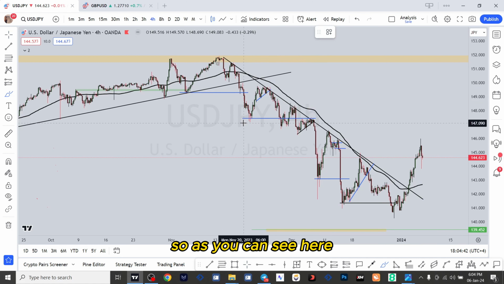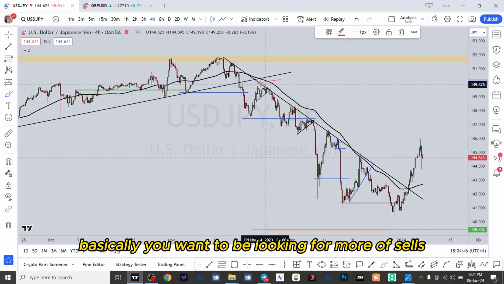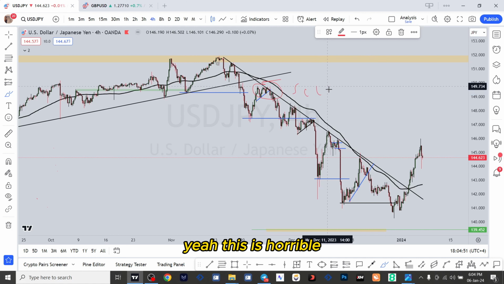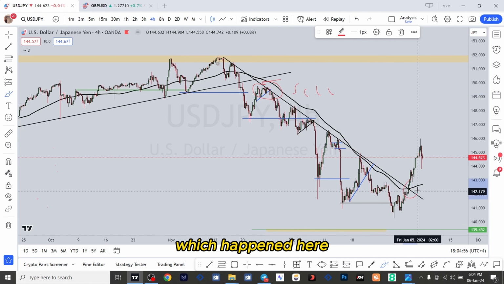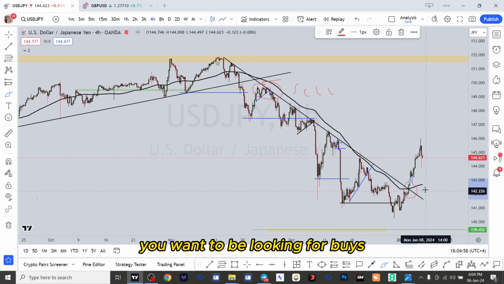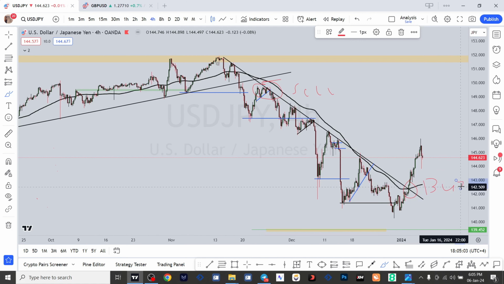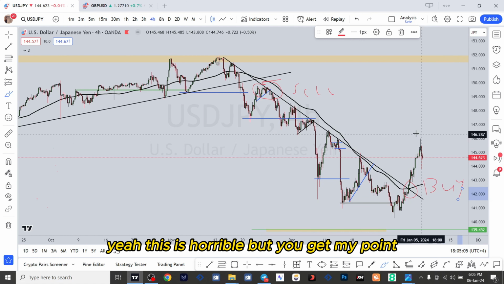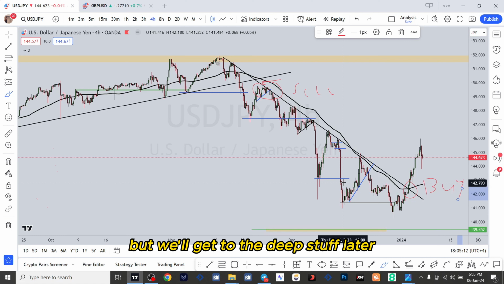So as you can see here, when the chart is below the moving average, you want to be looking for more sells. Yeah, this is horrible, but when it's above the moving average, which happened here, you want to be looking for buys. So you want to take more buys above the moving average. Yeah, this is horrible, but you get my point. So, yes, this is really basic and simple, but we'll get to the deep stuff later.